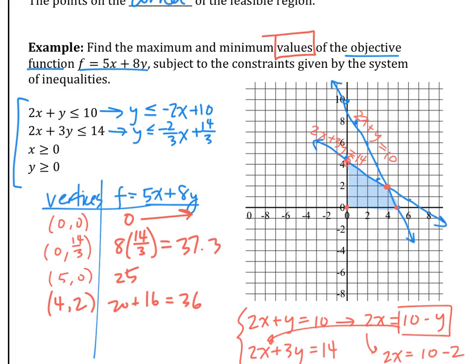So the smallest number is 0. The biggest number is 37.3, or the not rounded version. If they say which vertex is going to minimize, then you have to give them 0, 0. So make sure you read the question. They just want the values, not the vertex. Good? Okay, let's go into word problems.